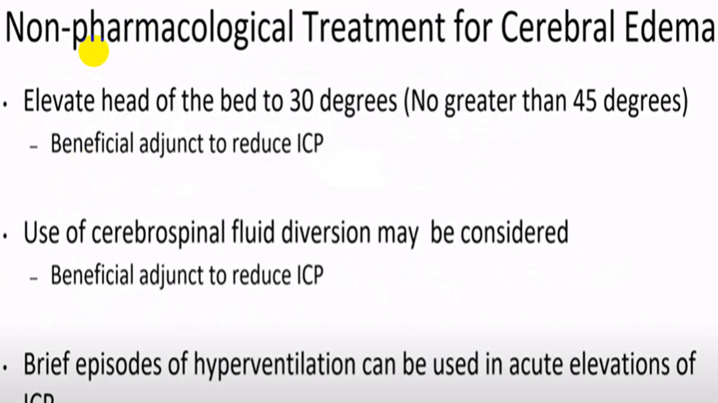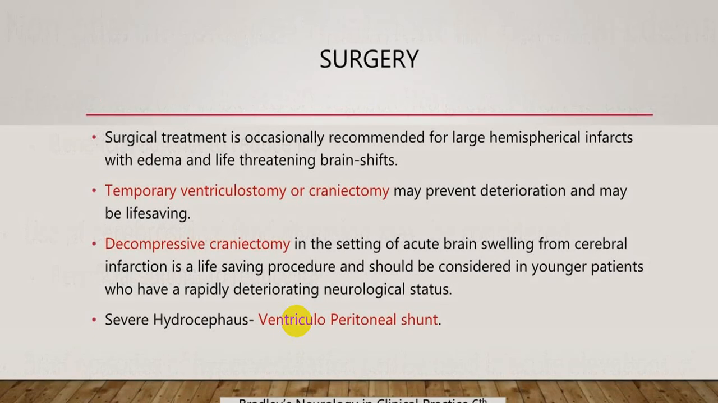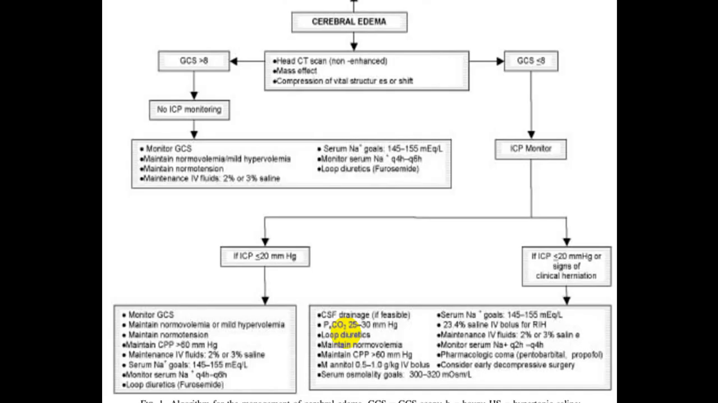We already mentioned that you will have to elevate the head to 30 degrees, then cerebrospinal fluid diversion by surgical treatment, etc. Surgery, temporary ventriculostomy, craniectomy, decompressive craniectomy, VP shunt are common procedures. This is a guideline. What is the Glasgow Coma Scale, and depending upon that, you can follow this guideline. At your leisure time, you can go through.